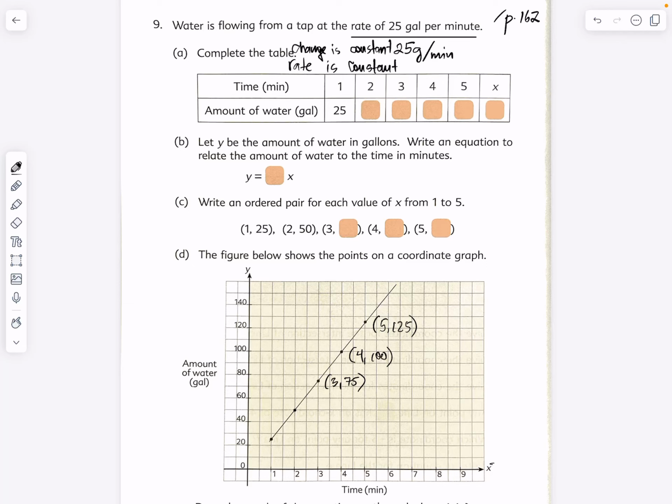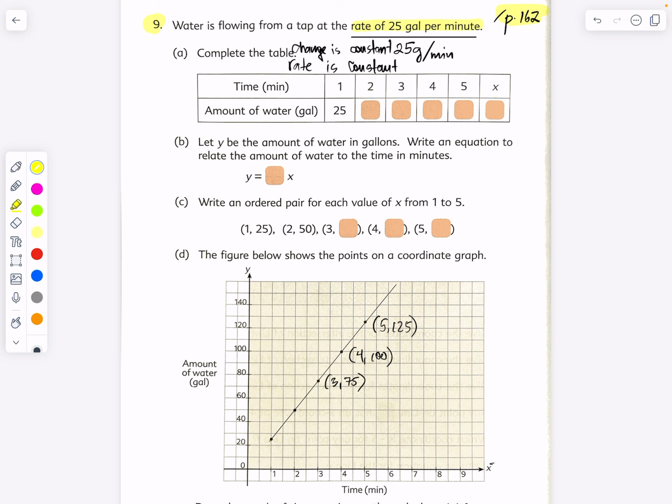Hello, we continue to learn the relationships between quantities and how to visualize them on a coordinate plane as a graph. So let's look at problem number 9. Problem number 9 is on page 162. Let's start. Water is flowing from a tap at the rate of 25 gallons per minute. The rate per minute, unit rate.